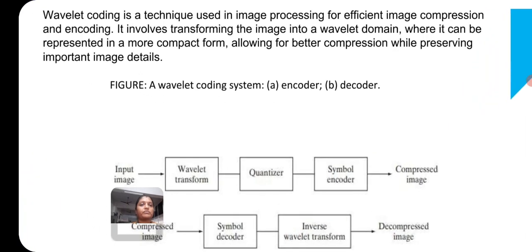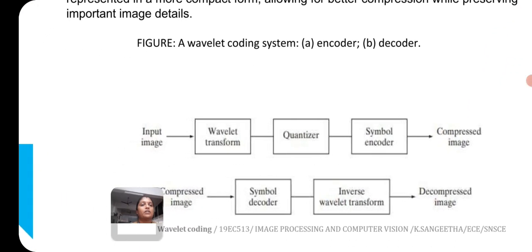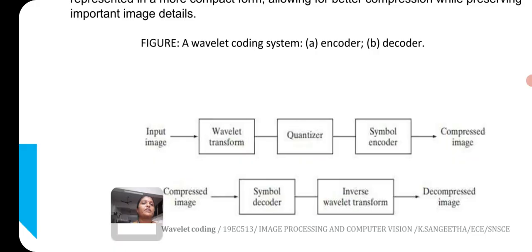So this is the block diagram of wavelet coding system. In this, the input image is given to the wavelet transform. And then the output, that is the decomposed image, is given to the quantizer. The quantizer reduces the precision of wavelet coefficients to compress the data. Also, it eliminates less significant information, focusing on preserving essential features.